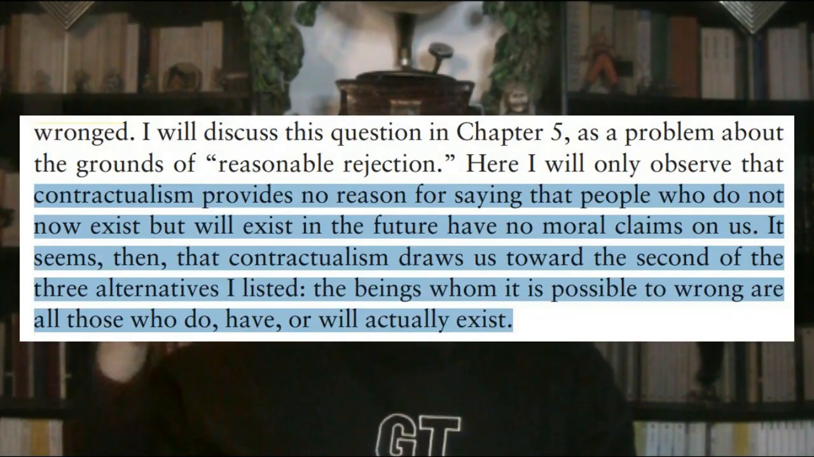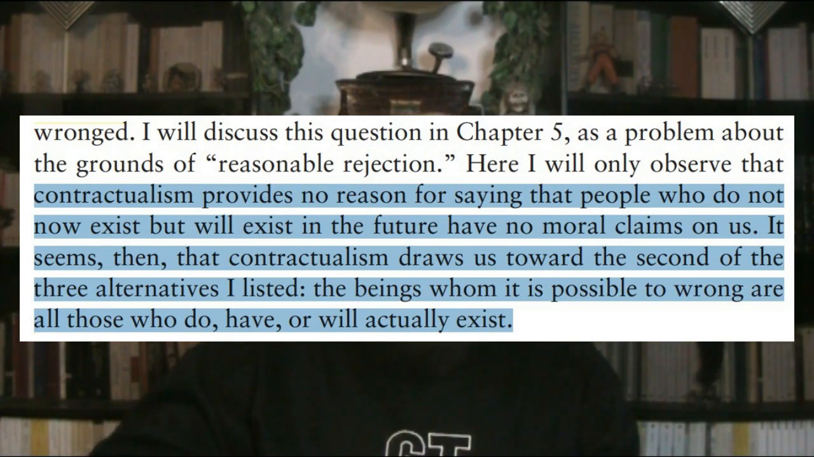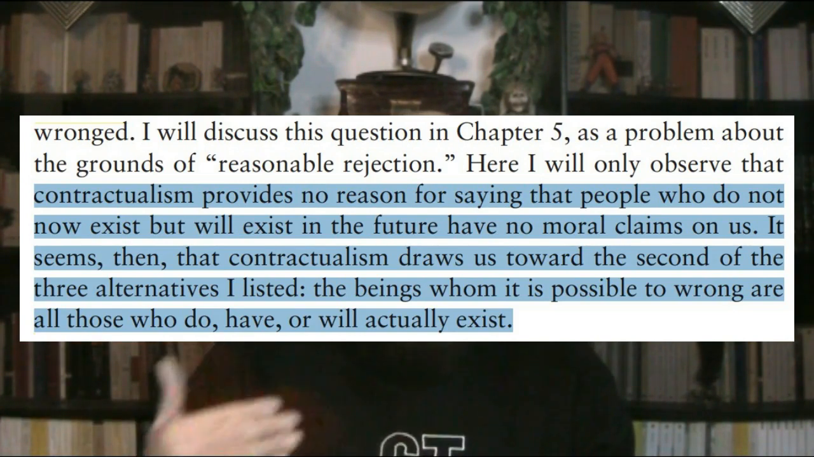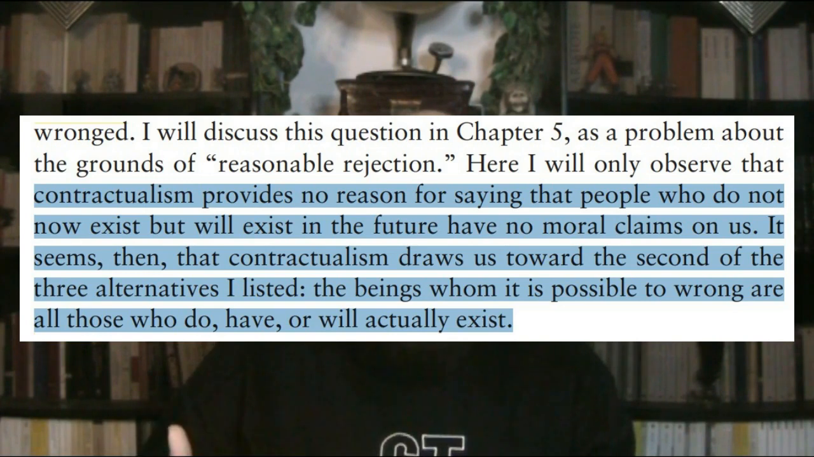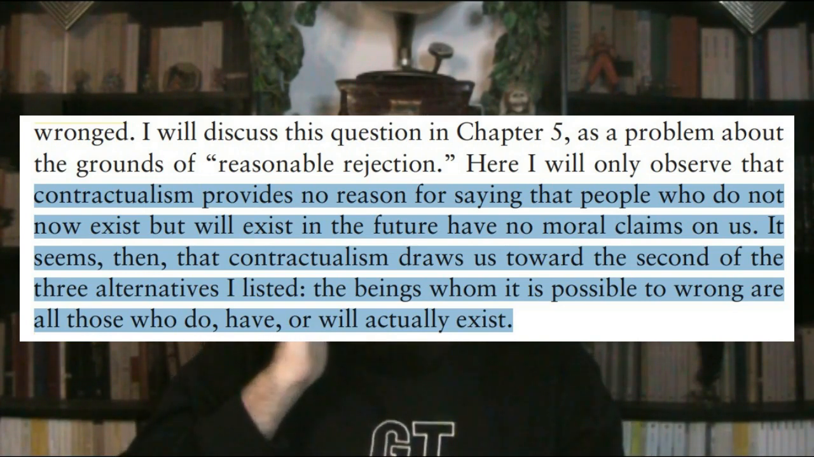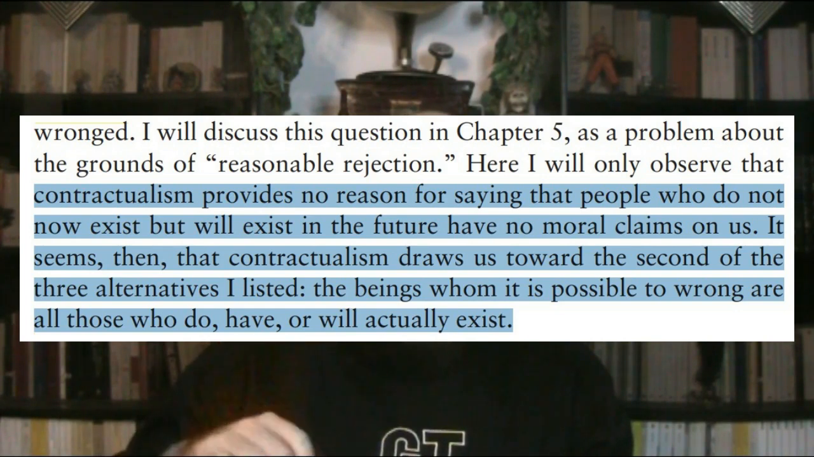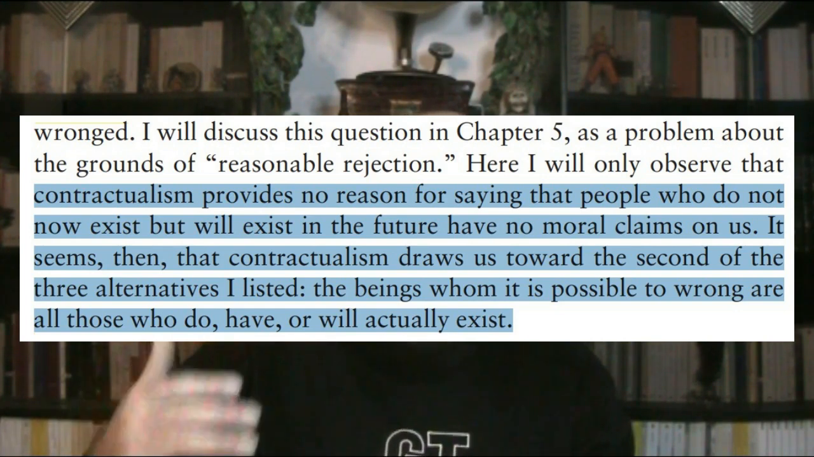As Derek Parfit, another philosopher that we already mentioned, noted, when we pollute the environment or waste resources, we are affecting those who are in the future. So our actions do affect people who are not physically here, and that alone is enough to argue that they are included in the scope of morality. In short, contractualism provides no reason for saying that people who do not now exist but will exist in the future have no moral claims on us. It seems then that contractualism draws us towards the second of the three alternatives I listed. The beings whom it is possible to wrong are those who do have or will actually exist.